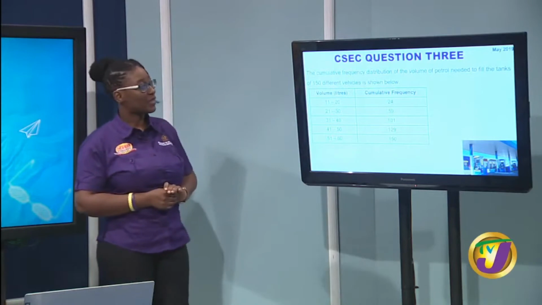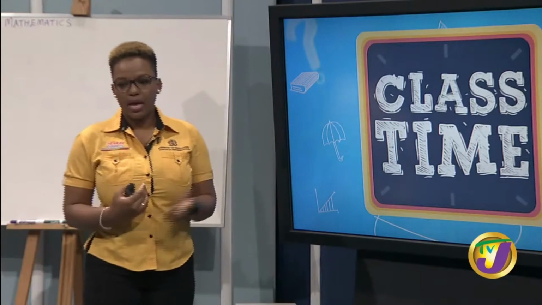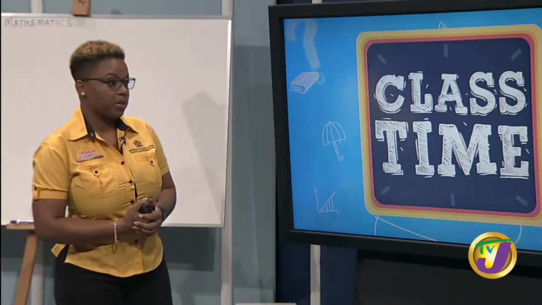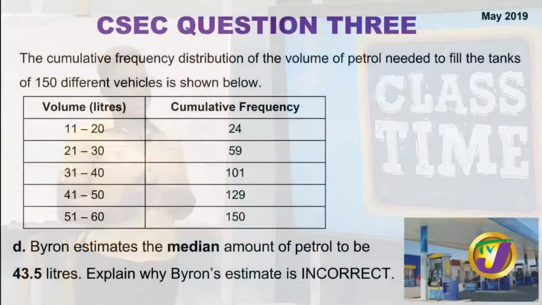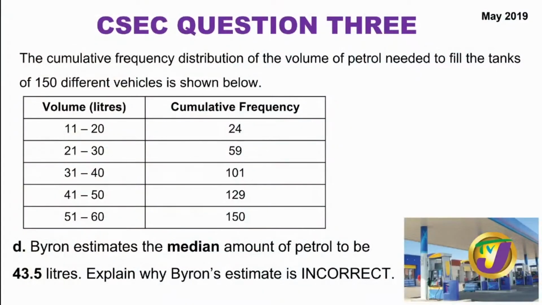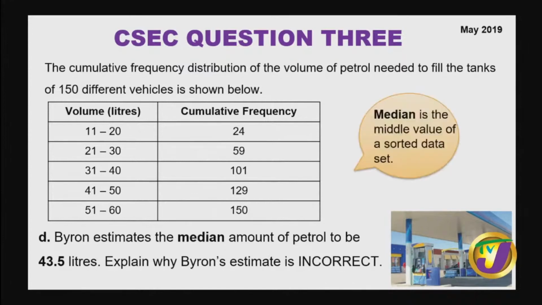All right. Then the other question said that Byron estimates the median amount of petrol to be 43.5 liters. Explain why Byron's estimate is incorrect. But before I'm going to even address Byron, I need to know what median is. What's that? Median. A sense in a middle coming. Yes. So the median is the middle value of a data set that is sorted. Right. Yes. So when we say sorted, what do we mean?